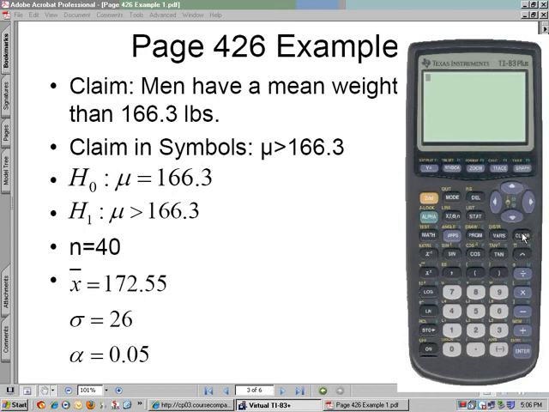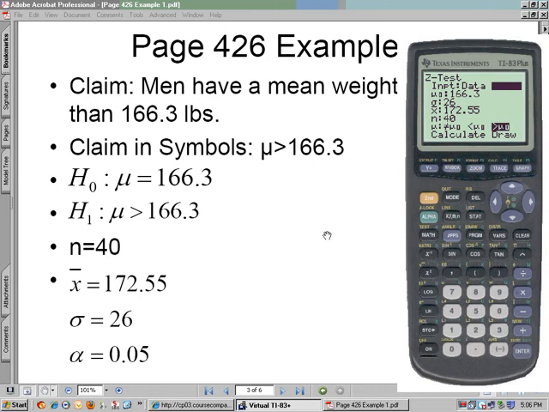What we're going to do is go to Stat and move over to Test. And since we were dealing with a Z because we have a standard deviation of population, we're going to pick number 1. Now, if we had a sample standard deviation and N was greater than 30 or it was normally distributed, we would use the t-test. Okay, so right now we're using a z-test. So we're going to use that.